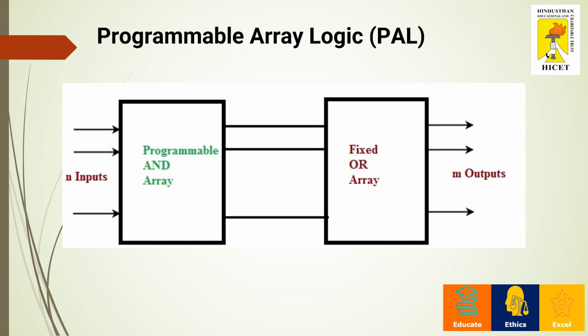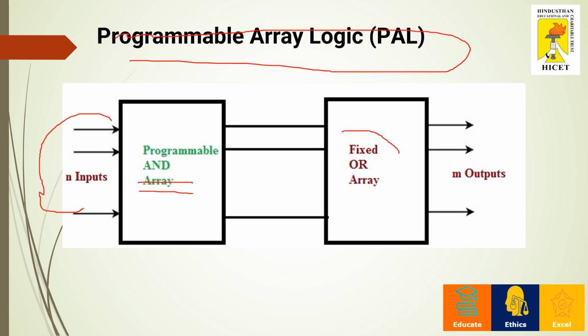Take it in short. Assume this to be a programmable array logic, a PAL circuit, where n number of inputs are present and there is a programmable AND gate, whereas the OR gate is going to be the fixed part. So we can customize or program only the AND. And finally, the fixed OR gate will produce the output.